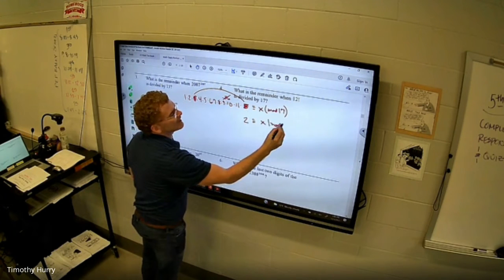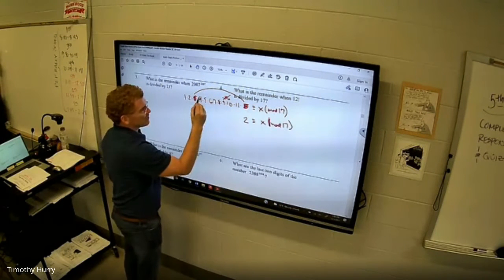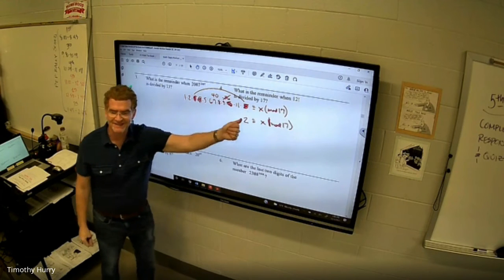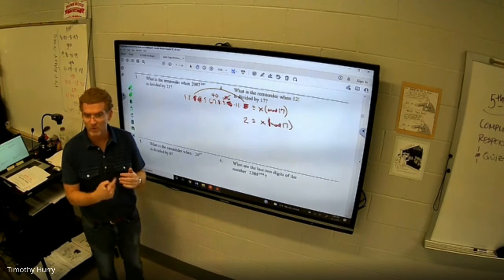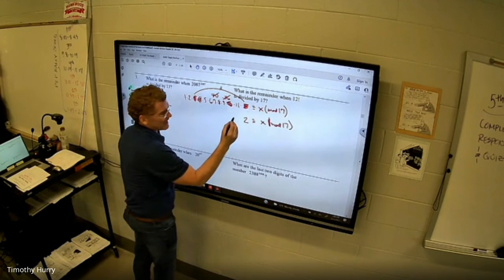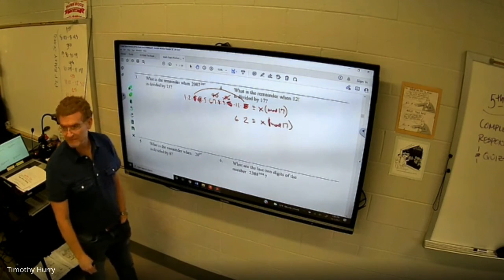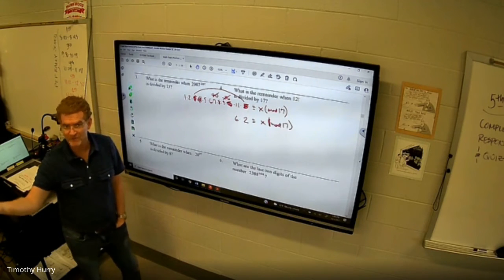Now let's keep doing that, all right? What if I put 4 and 10 together? 4 and 10 would give me a 40. If I divide 17 into that, it goes twice, 34, what's my remainder? 6, right? Replace that with a times 6. Or just subtract 17 twice. You're subtracting 34 and you get a 6.